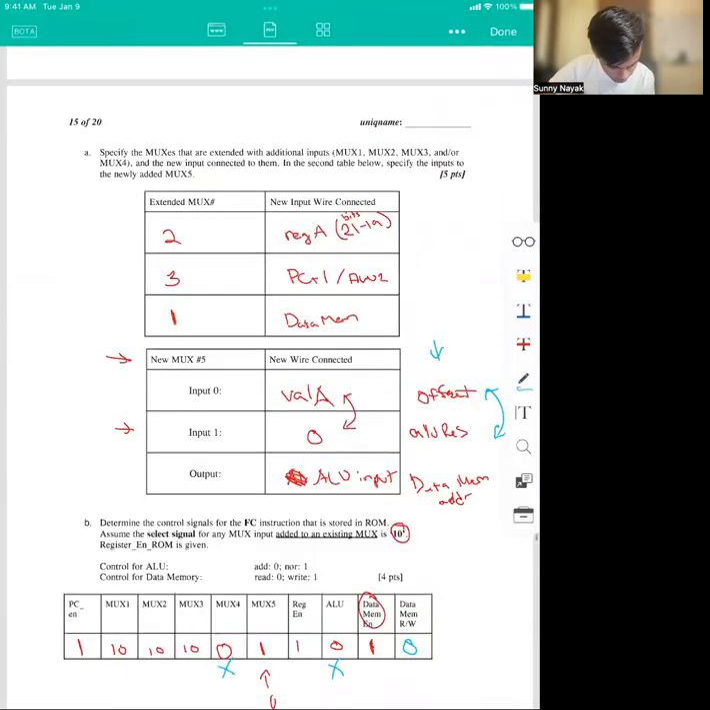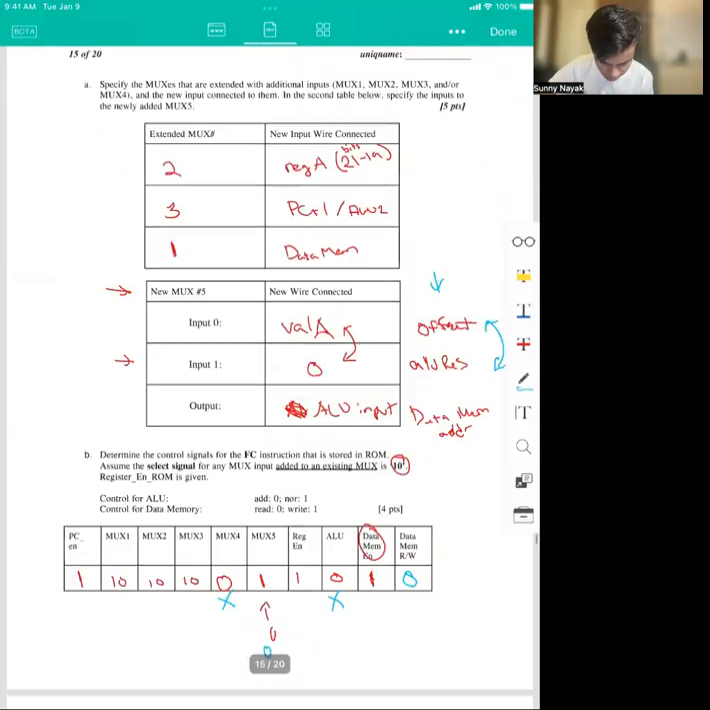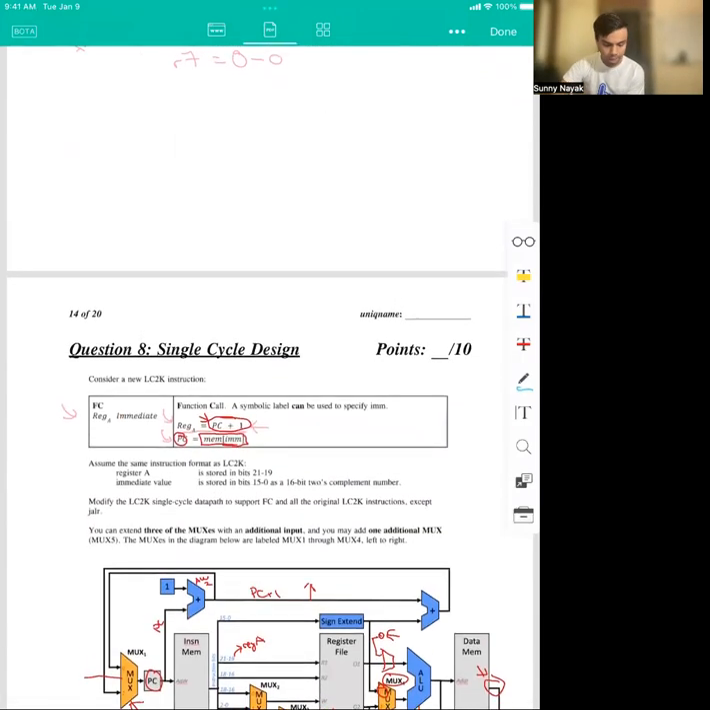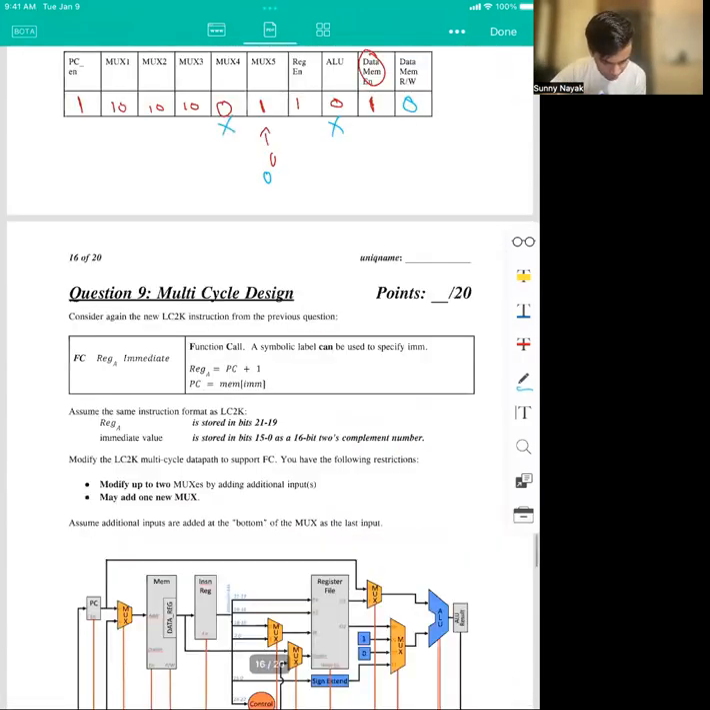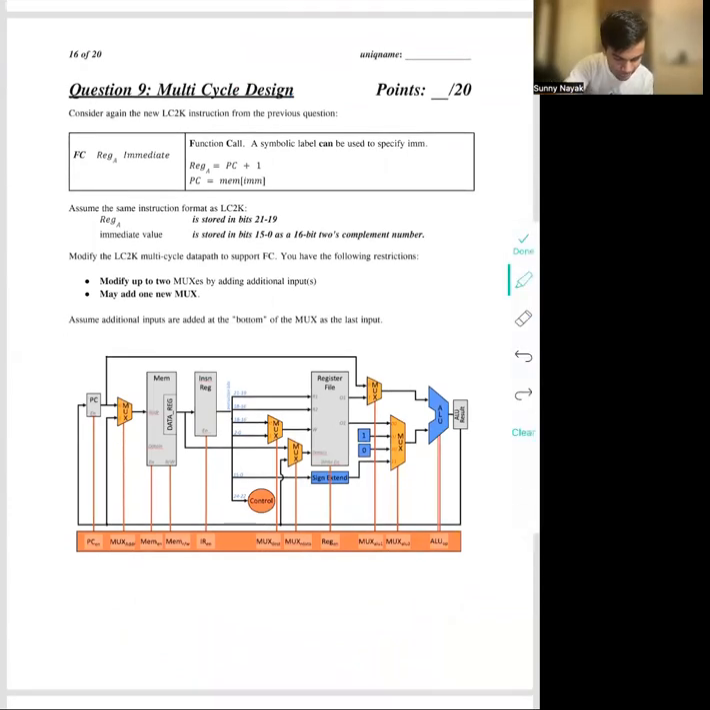Awesome. So that's number 8B, and that's the entirety of question 8. So congratulations on making it through this question. Next time, I'm going to take a look at question 9, which is a very similar question, except we're going to be doing it in a multi-cycle design. So I guess I'll see you next time.